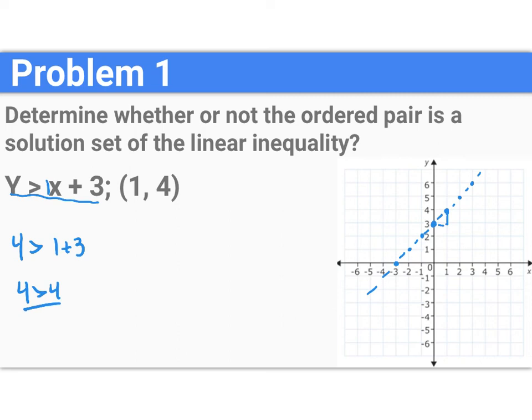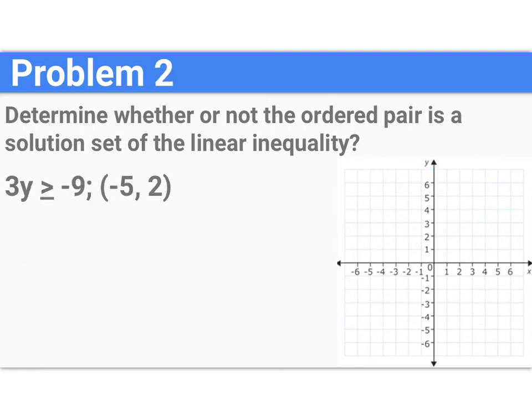So if we were talking about (1, 5), it would be in the solution set. But (1, 4) is not in the solution set. And let's plot (1, 4) in a different color because it is on the line. If this were greater than or equal to, then (1, 4) would be in the solution set, but that is not the case. So we are not going to worry about that.